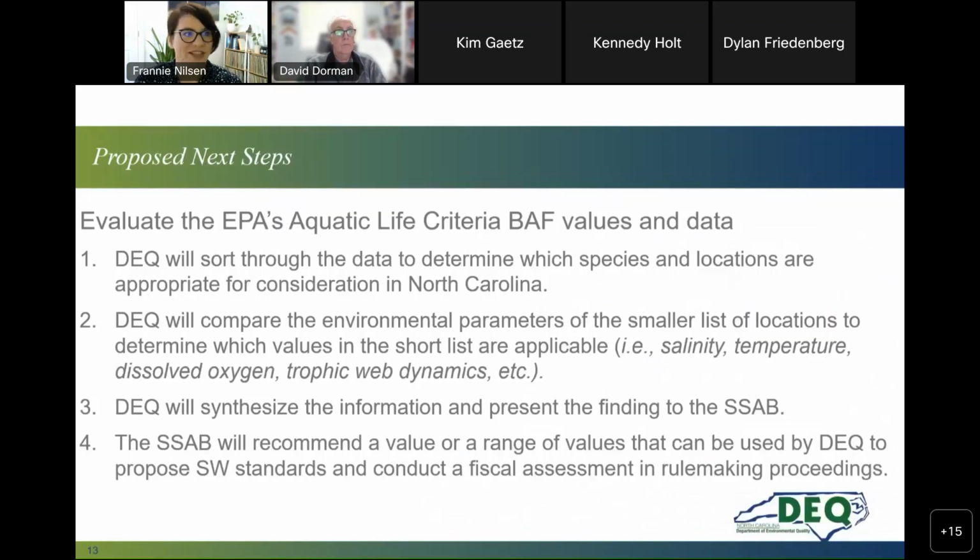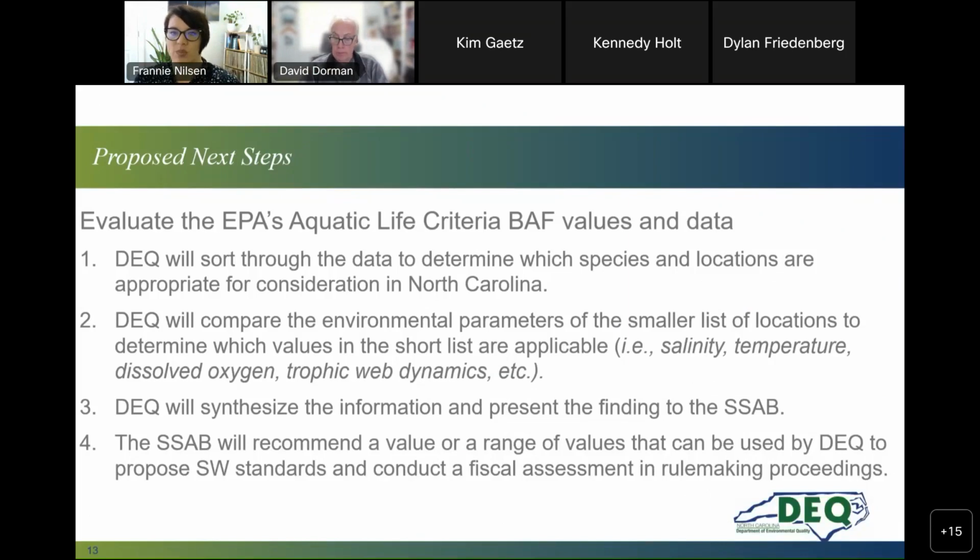And so where am I going with this? The proposed next steps for what DEQ is going to do is basically evaluate these aquatic life criteria, bioaccumulation values, and data, and figure out which is appropriate for North Carolina. So the first step, DEQ is going to sort through all of this data and determine which species and locations are appropriate for consideration within North Carolina.